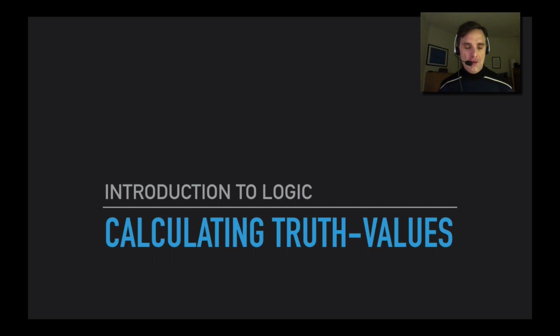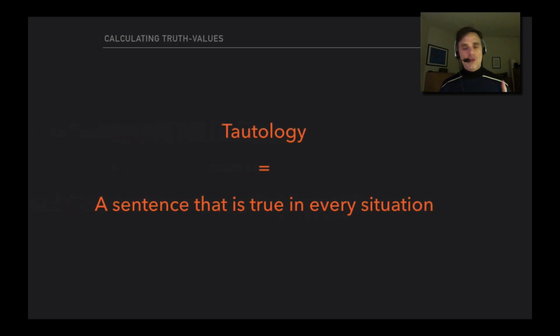Hello, in this video I'm going to talk about calculating truth values, which is an important part of using truth tables. What's calculating truth values? That's what we're going to find out, and how to do it. So, remember we're interested in tautologies, and what is a tautology? A sentence that is true in every situation, that is false in no situations.